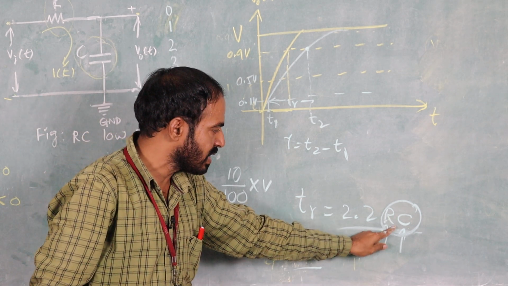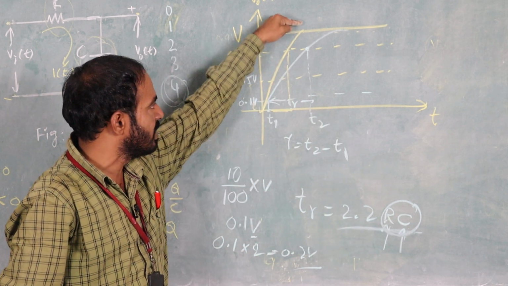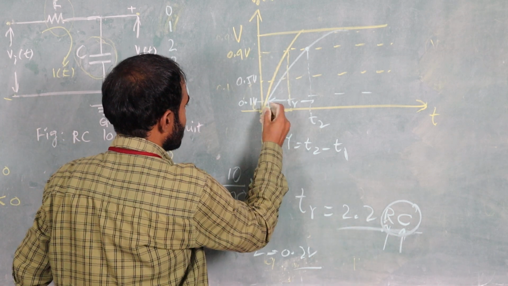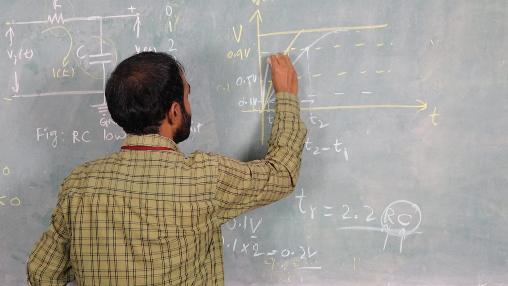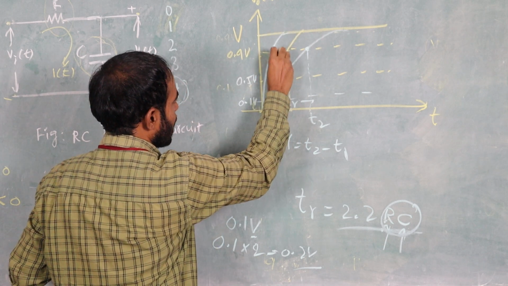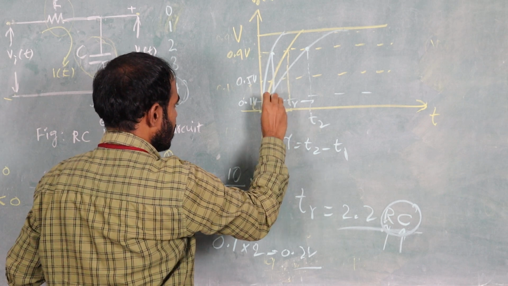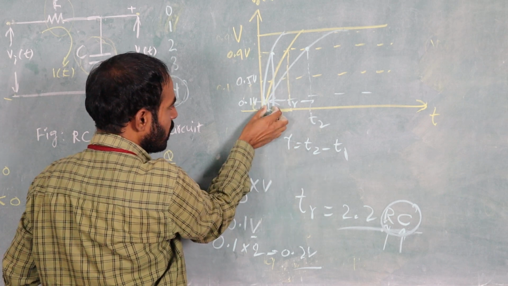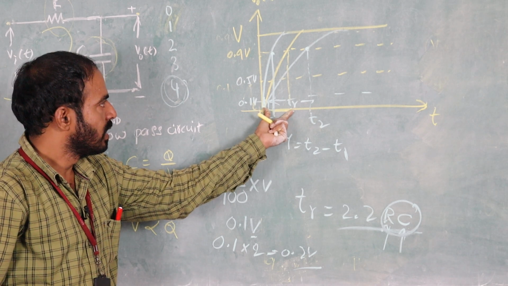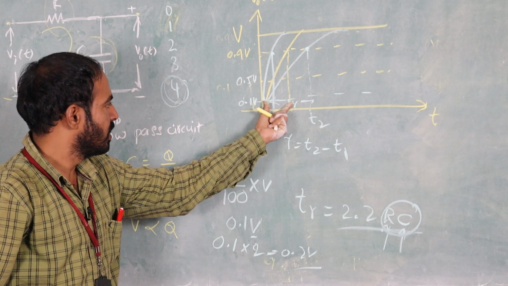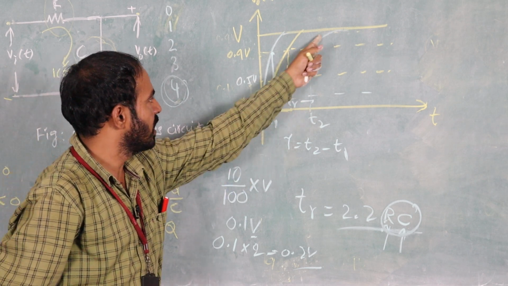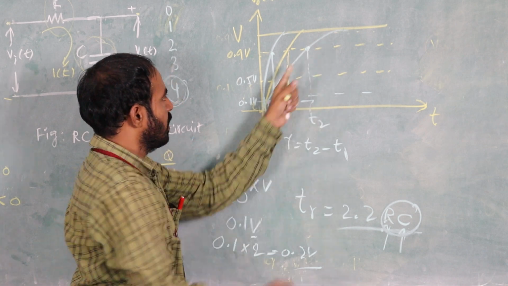If the RC time constant is small, within less time it will reach the final value. If you take a very small one, see here, to reach the final value the output waveform has taken only this much time. If you increase RC, you will get a waveform like this. If you increase again, it takes this much time to reach 90% of the maximum value.